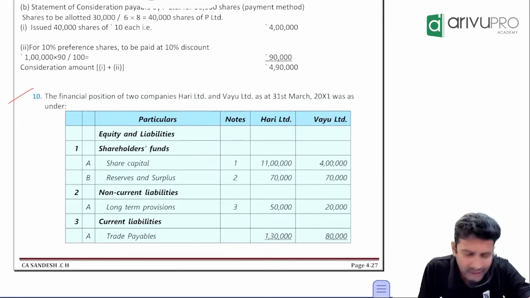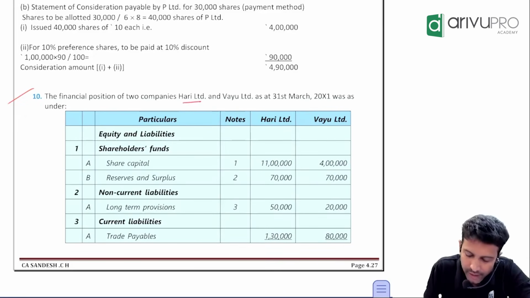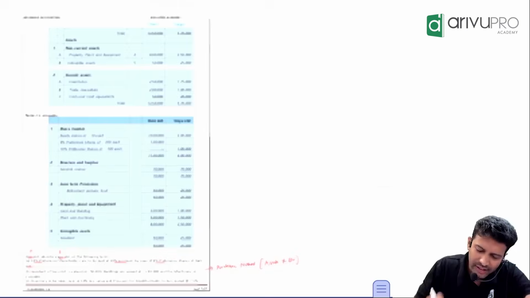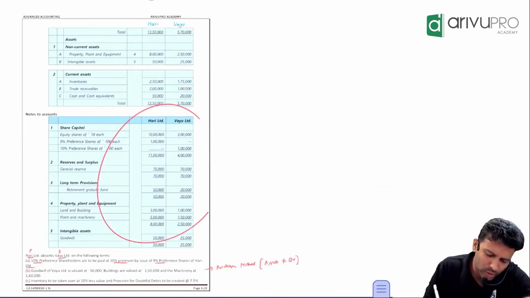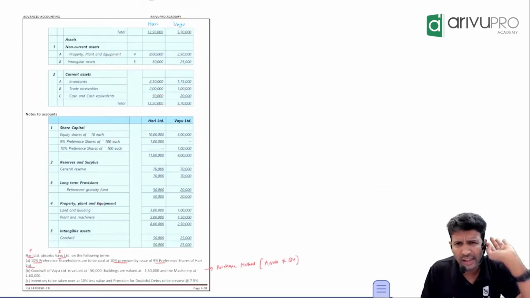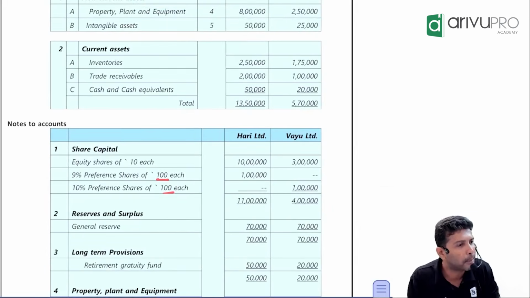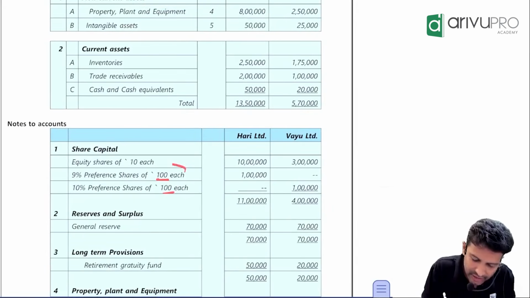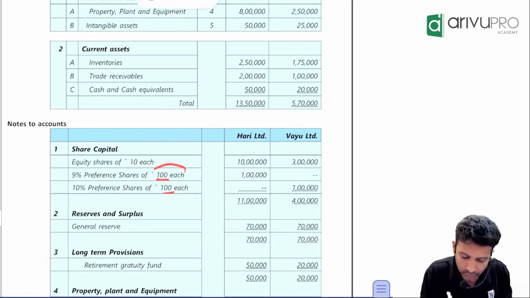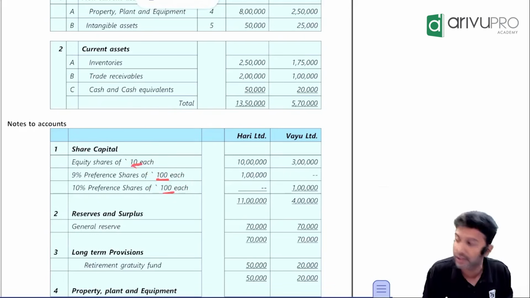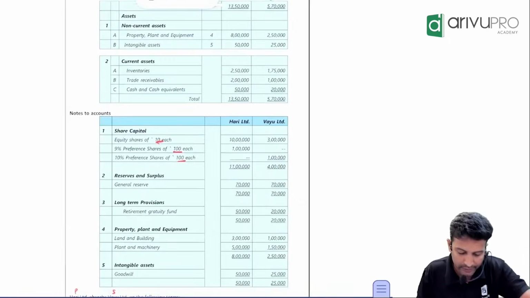Sir, 2 companies are there. These are study material questions only. Hari and Vayu. The balance sheet they have given, as I have told, they will give you one dump of balance sheet with notes to accounts. The only thing you need to be a little specific about is the face value of equity shares and preference shares. I think equity share is 10. Preference shares of both companies have a face value of 100. So let's keep it there.